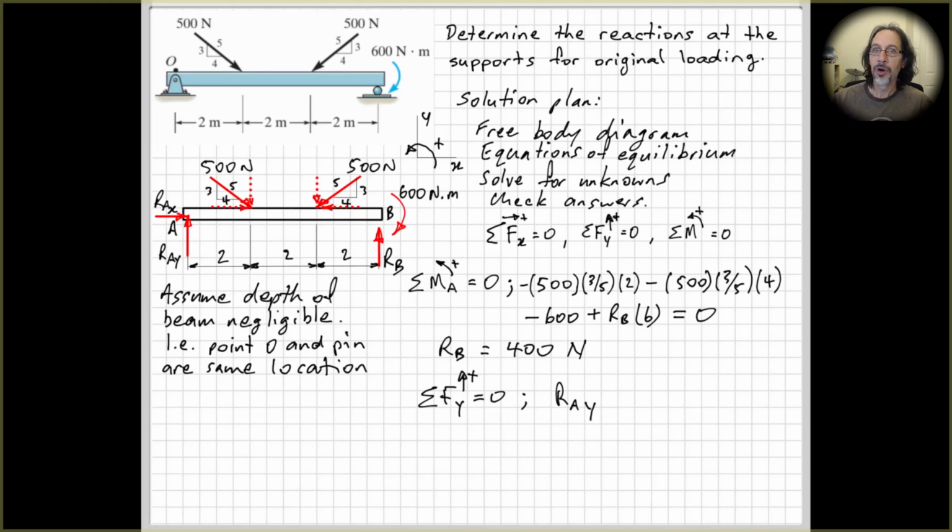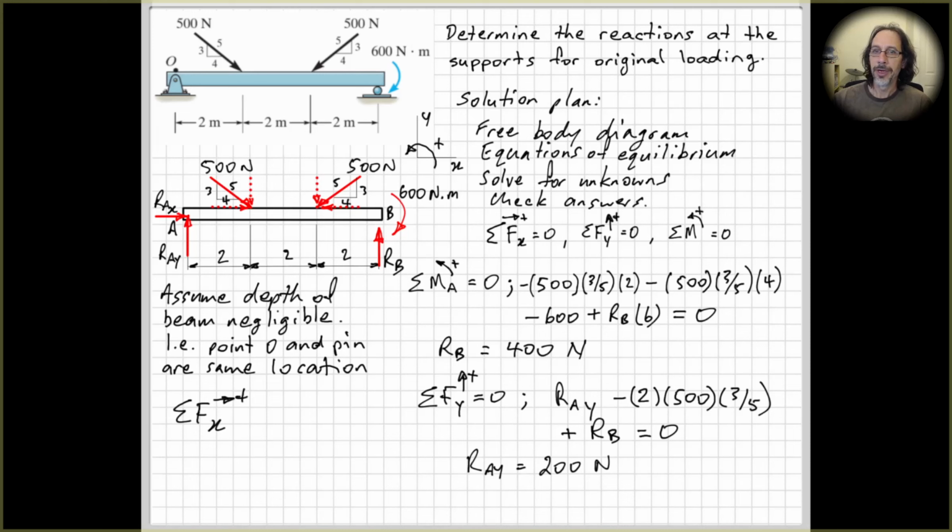All right, so RAY is going upwards, so that's positive. Then we've got minus 2 times 500 times 3/5, so the two vertical components here. And then we've also got RB over on the right in the positive direction, all equal to 0. So we calculated RB up here already, so we can just put that into our equation, rearrange and solve for RAY to get 200 newtons.